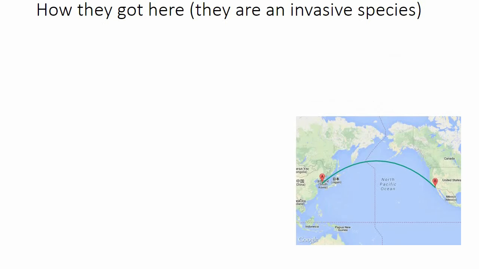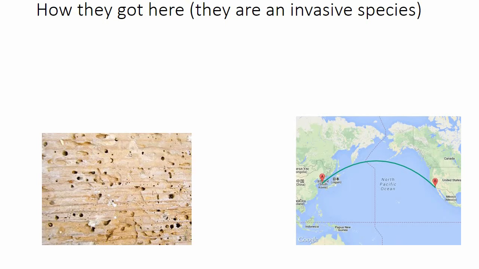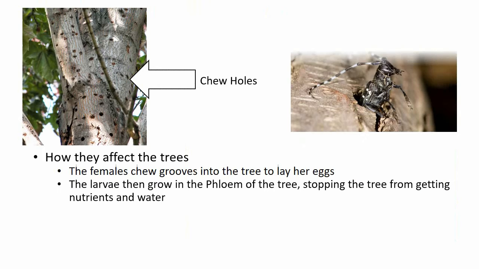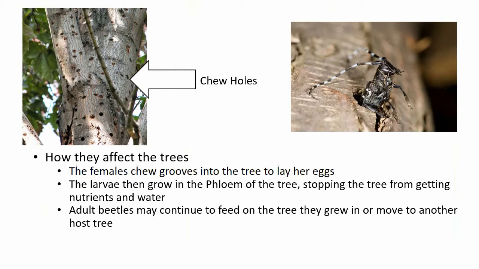The Asian longhorned beetle was brought here from China in the 90s. It was brought over on an infested wood pellet. The female Asian longhorned beetle will chew into a tree to lay her eggs. The larvae then grow in the phloem of the tree, preventing the tree from getting its nutrients. Adult beetles will then continue to feed on the tree they grew in or move to another host tree. This is how they spread from different trees.